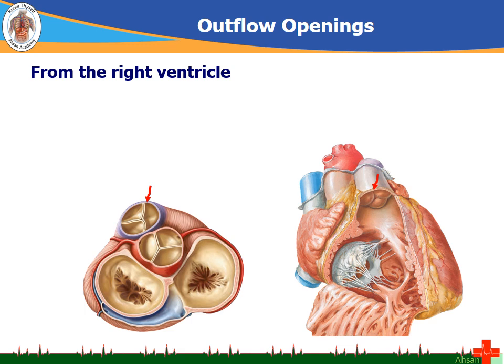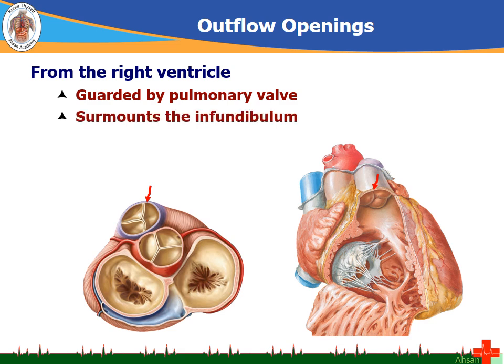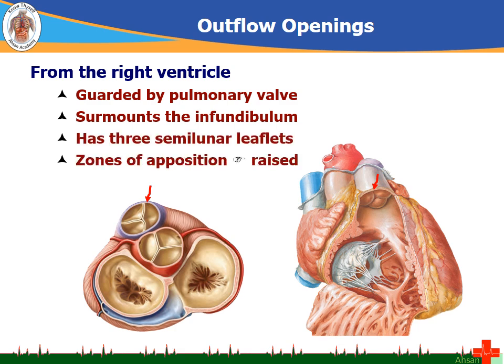The outflow opening of the right ventricle is guarded by the pulmonary valve. The blood enters from this area into the pulmonary trunk, pushing this valve. The cusps are three in number and present at the summit of the infundibulum. They have three semilunar leaflets, and the zone where the leaflets meet is a bit raised, as shown in the figure. The right arrow is showing the outflow opening of the right ventricle.